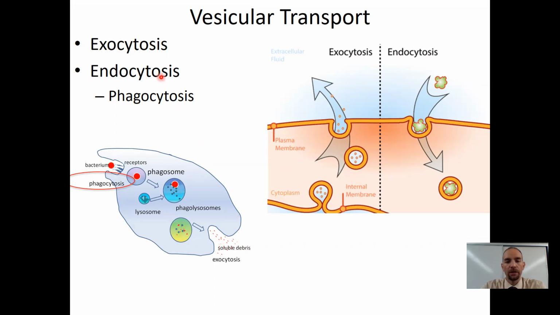Okay. So endocytosis is a general term for enveloping molecules or items into a cell. Phagocytosis is specific. We're going to see that more than anything, which means we're enveloping large, usually bacteria or viruses, inside of the cell. Okay.